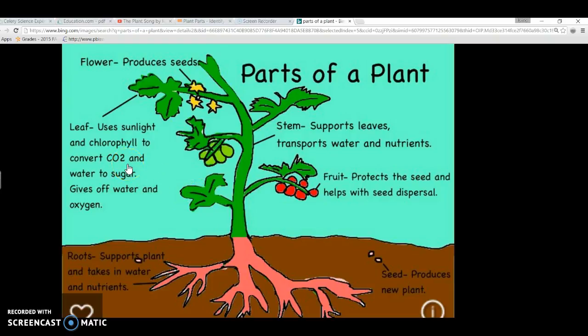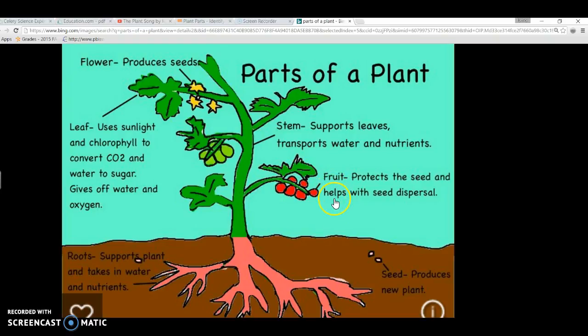And then from the leaves, right here, these little yellow things are called flowers, and the flowers produce the seeds. And then the seeds, which are down here in the dirt, they fall from the flower and into the dirt and make new plants. But then there's this one right here, which is called a fruit.